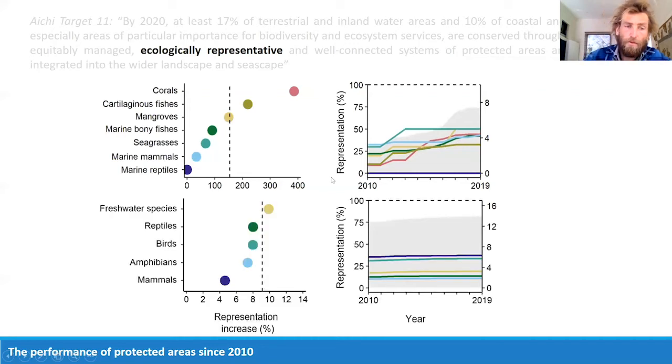Now, if we look at the terrestrial realm, we looked at threatened freshwater species, threatened reptiles, birds, amphibians, and mammals. Again, this dotted line indicates the increase in the protected area estate globally in the terrestrial realm. And we can see freshwater species done well relatively, but generally they're pretty much flat lines here. The number of species that have adequate representation didn't increase much in the terrestrial realm in the last decade.